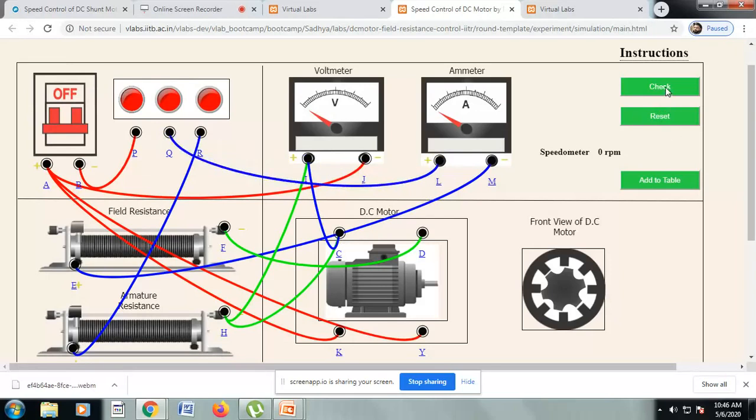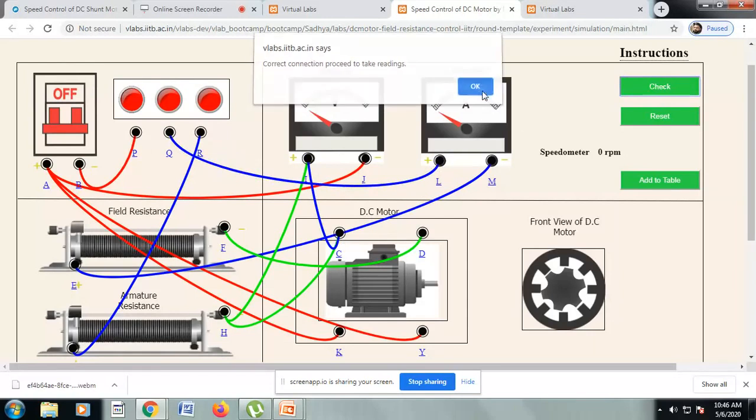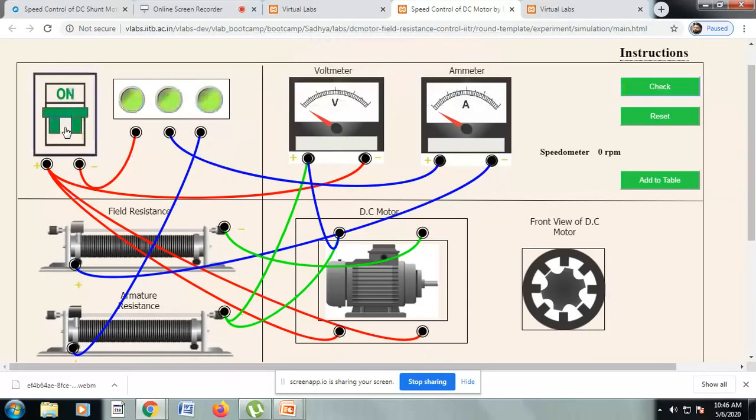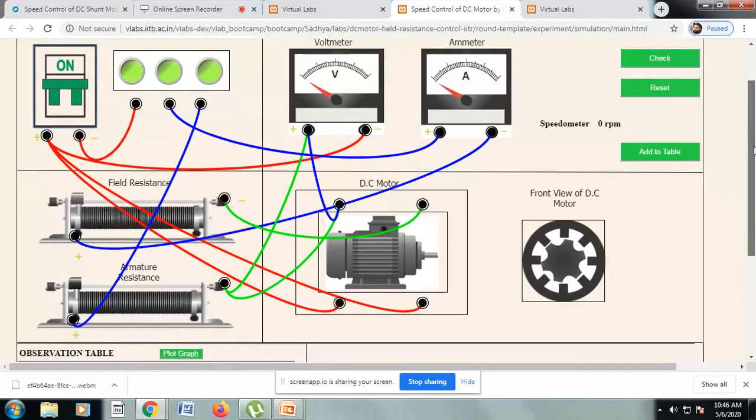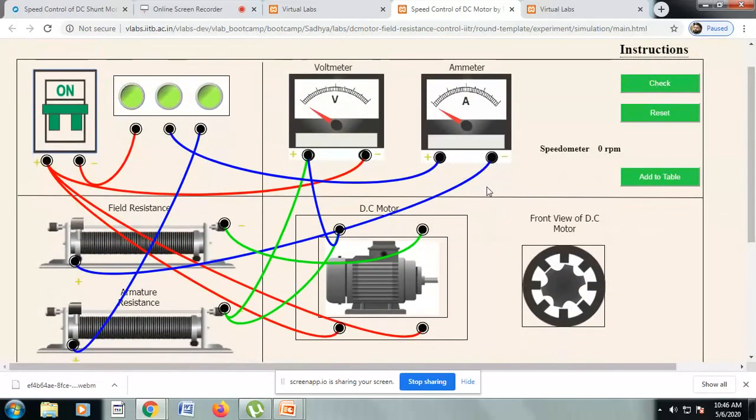Now we check the connection. Okay, now we switch on. Okay, switch is on. Red is converted to green. That means the main power is on. Now we simulate the circuit, and this is field control method, field resistance.